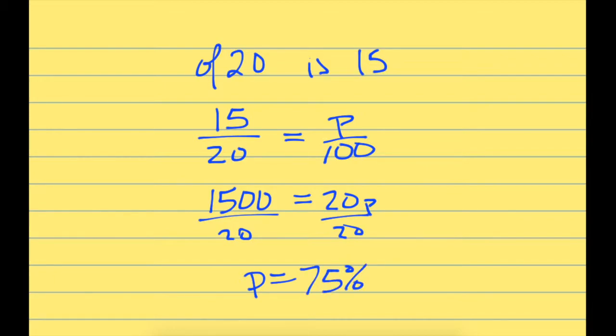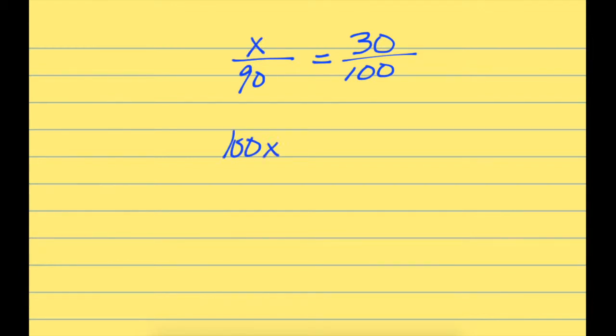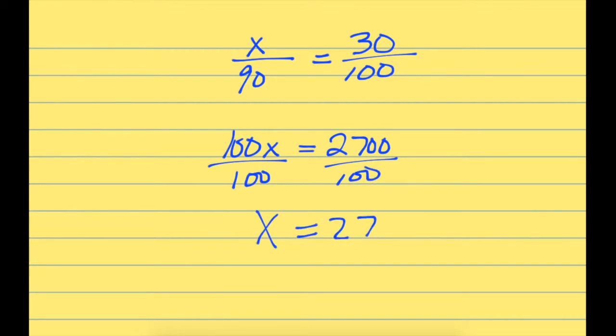Now it's a little different if we're given the percent. For instance, what number is 30% of 90? So in this case, we have our 30% over 100. And on the left, we have our of 90. So our of goes on the bottom. We're looking for our part, our missing piece there. So when we cross multiply, we have 100x equals 2700. When we divide both sides by 100, we get x equals 27. So that's one way to solve our percent equations.